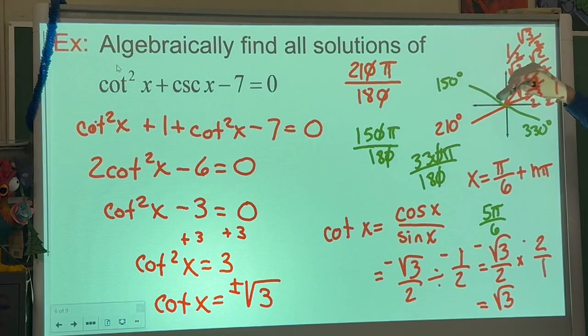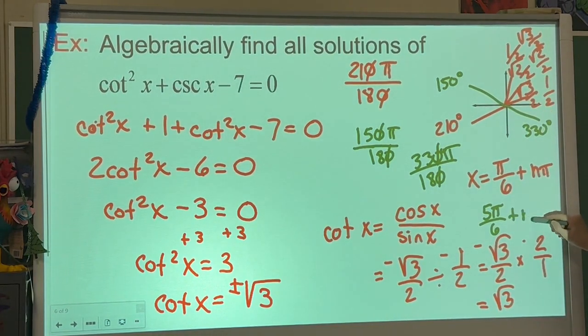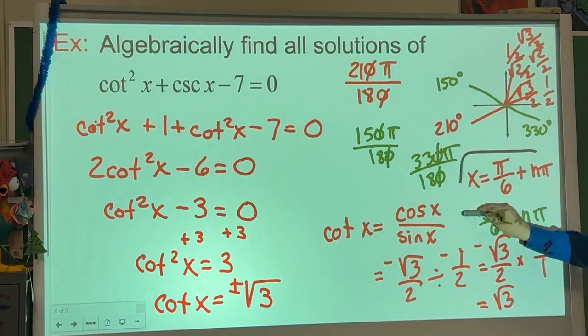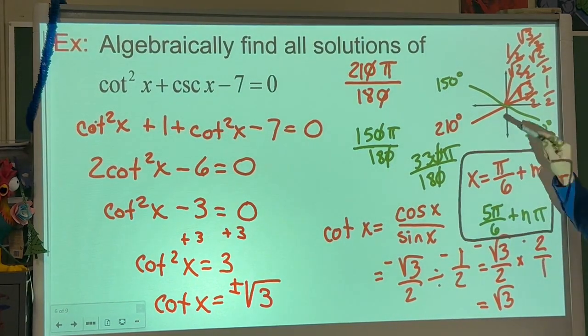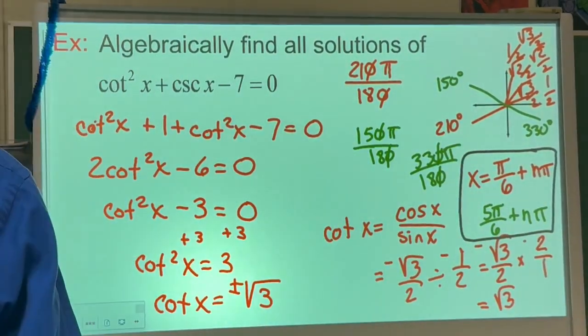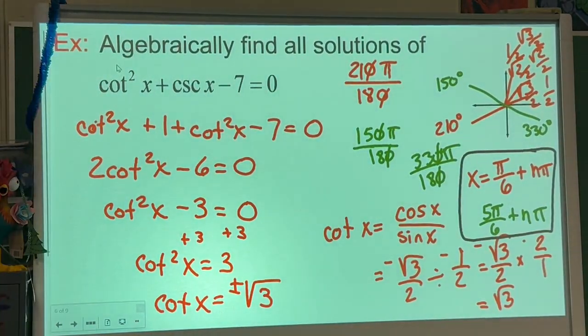If we start at 150, or 5 pi over 6, I add 180, I get to here. I add 180, I get to here. I add 180, I get to here. I add 180, I get to here. So any value of pi. These would be our general solutions that cover every angle that solves our problem.